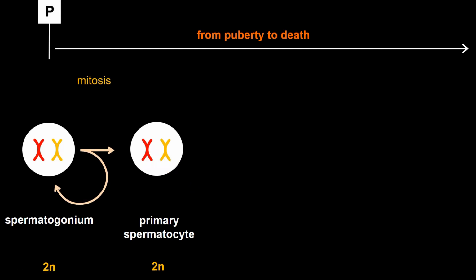Now, this process begins from puberty. Remember that the spermatogonia are present in the testis of the male from birth. They don't begin at puberty, but they begin changing into spermatocytes at puberty. And in fact, this process, this cyclic create one and recycle the other process, is going to go from puberty until that male dies.